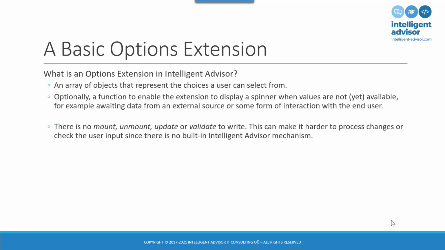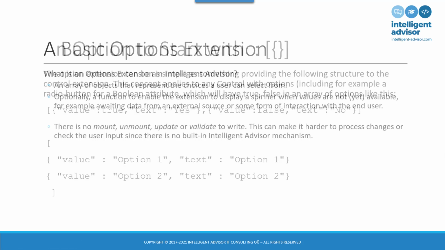This can make it harder in the sense that to process changes or to check whether the user is doing what they should be doing, you don't have those built-in Intelligent Advisor mechanisms. So you might find yourself, for example, writing standard JavaScript or jQuery code to look for key down or key up, or to look for changes in values in these controls, because you don't have any easy mechanism to find them using the JavaScript API.